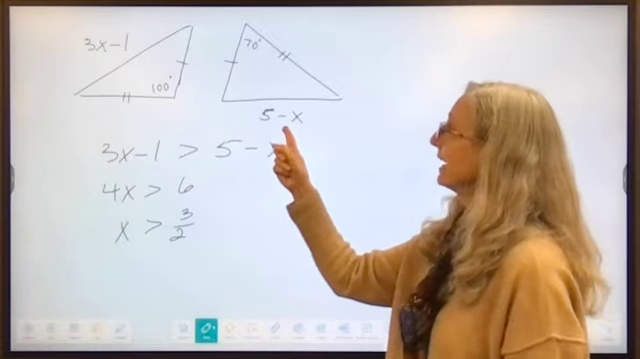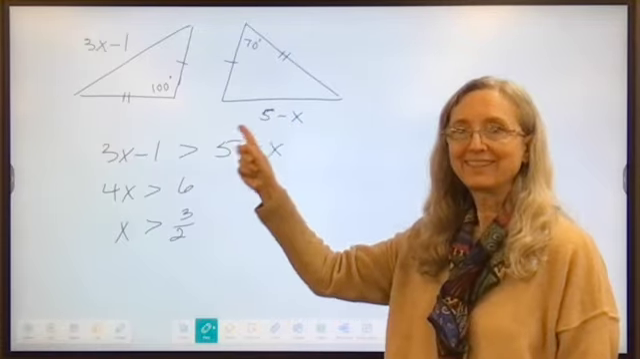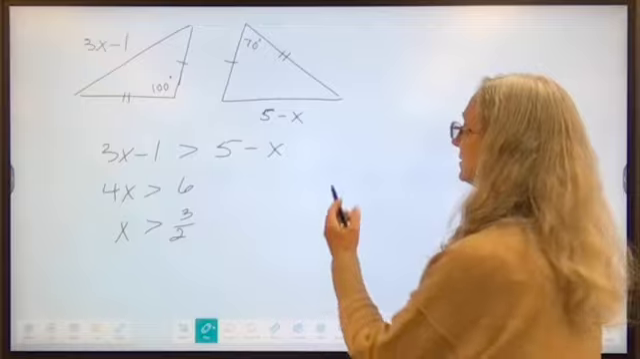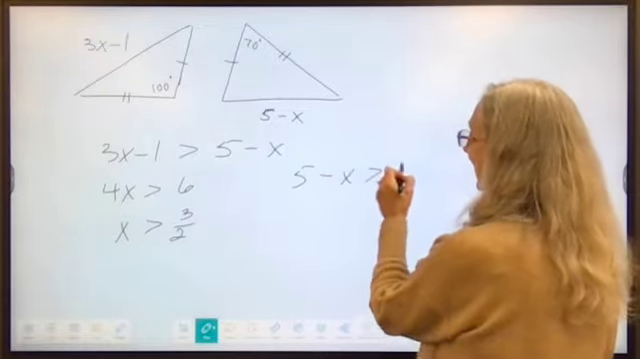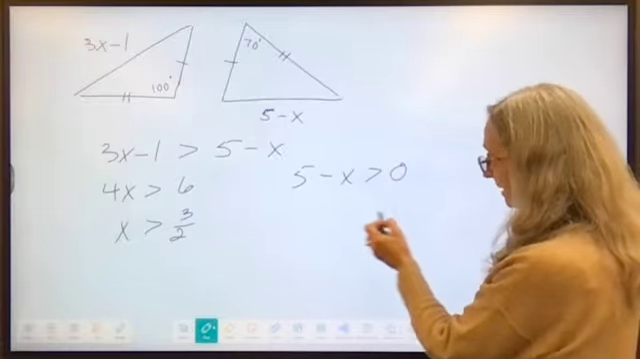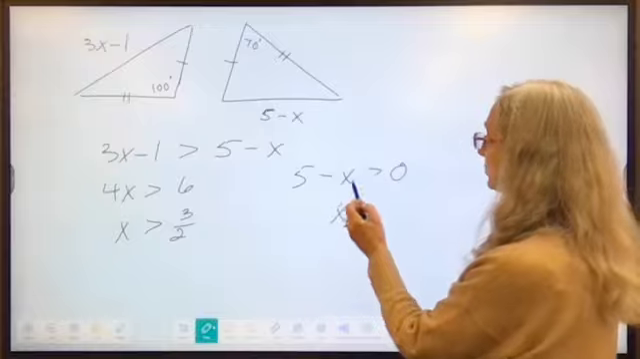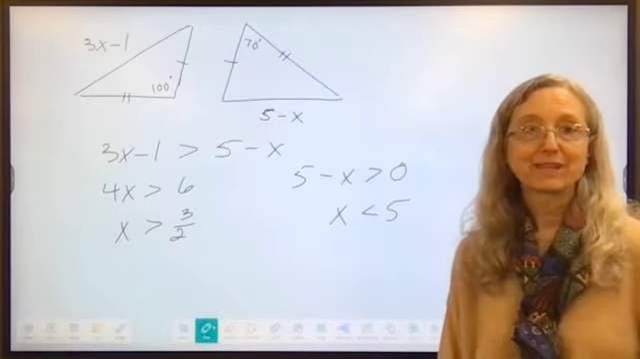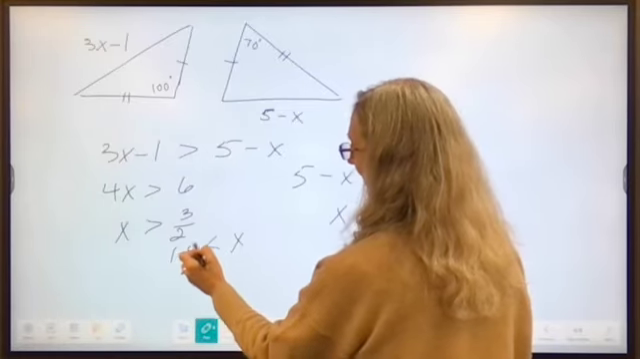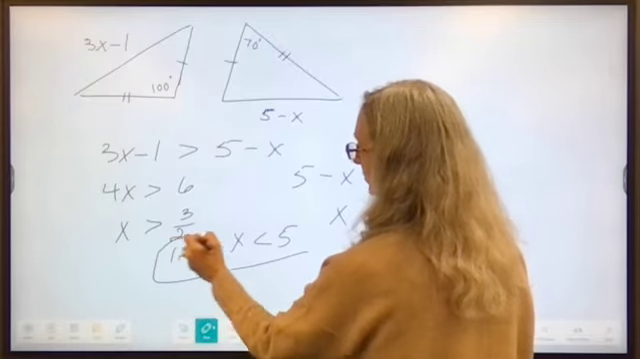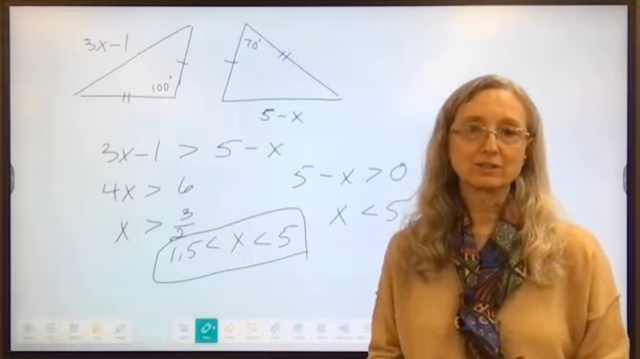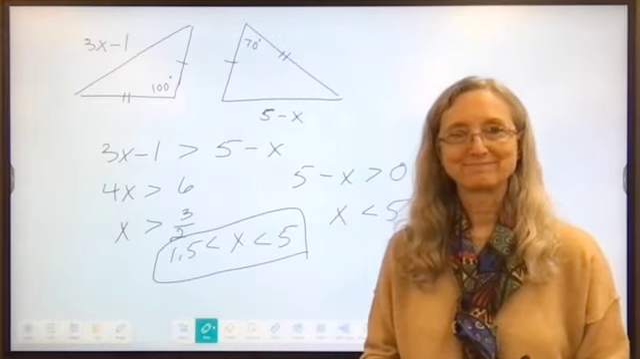And the limit is the fact that for this to be a triangle, this side has got to be greater than 0. Otherwise, it's not a triangle. So my second inequality is 5 minus x has to be greater than 0. Which means when I add x to both sides, x will be less than 5. So my x will be greater than 1.5 and less than 5. That's the range of possible values for x for this diagram to still be accurate.